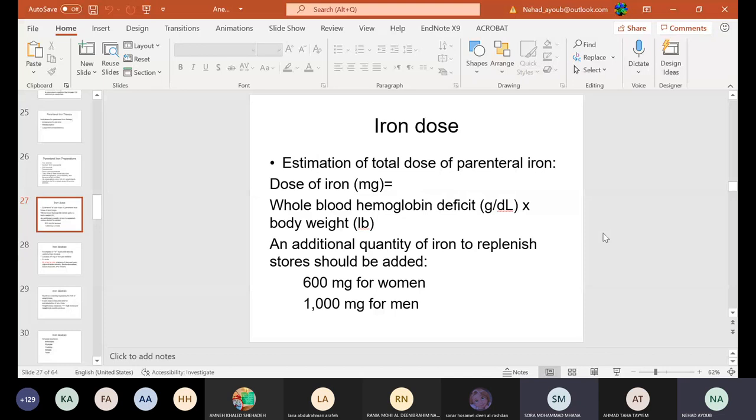Now, we were talking about how much iron we need if we give parenteral iron. Okay? We calculate the hemoglobin deficit. We said, for example, the minimum hemoglobin level for a woman is not less than 12 grams per deciliter. So if an adolescent young female comes in with a low hemoglobin level in grams per deciliter, how much is her deficit? It should be not less than 12.